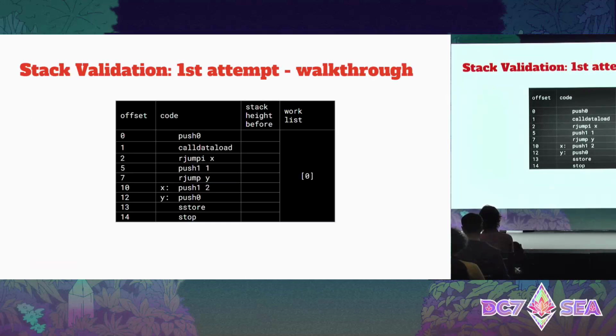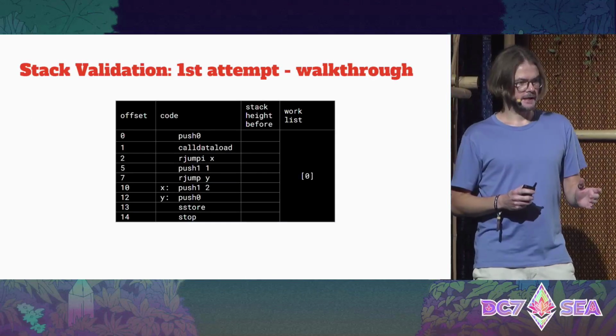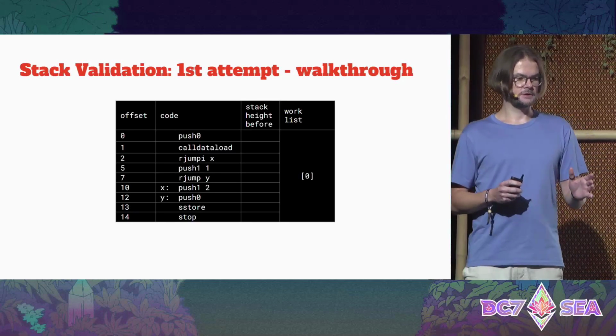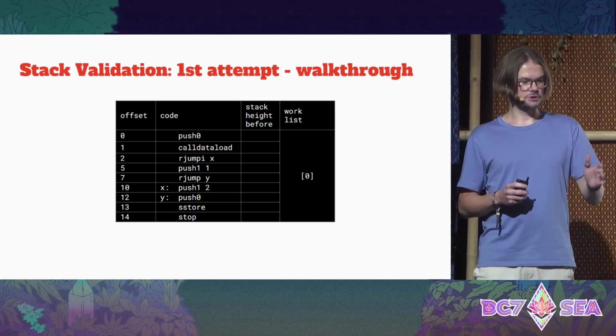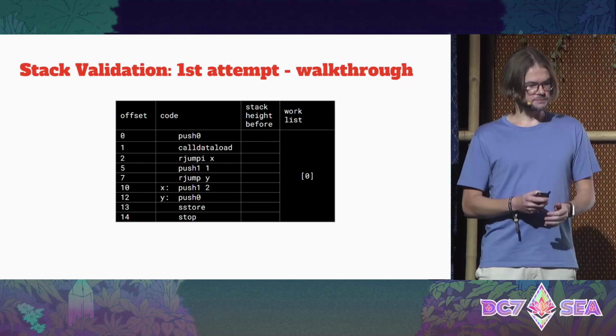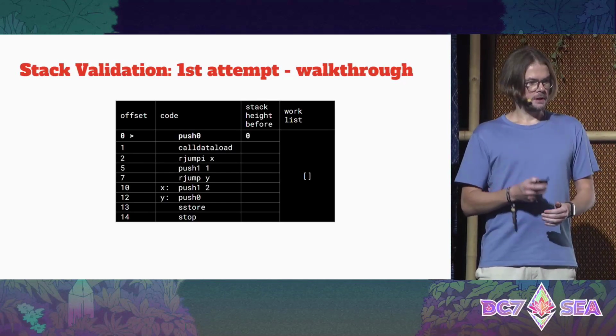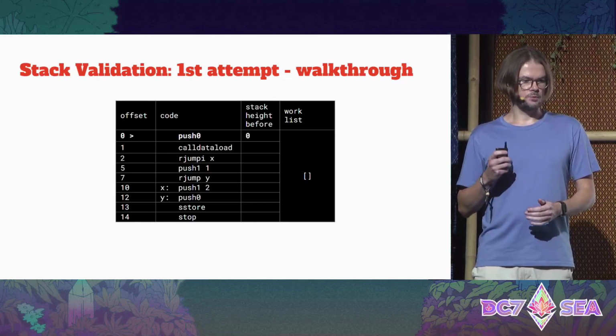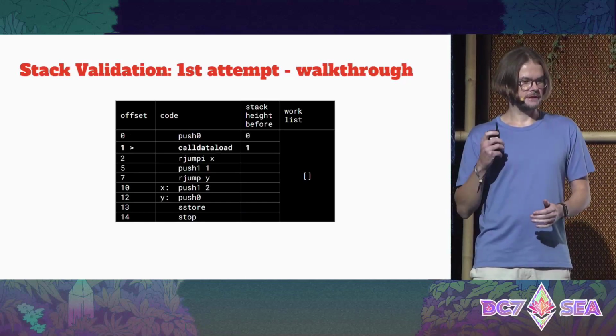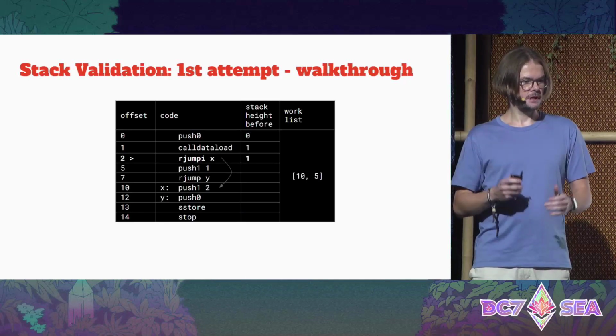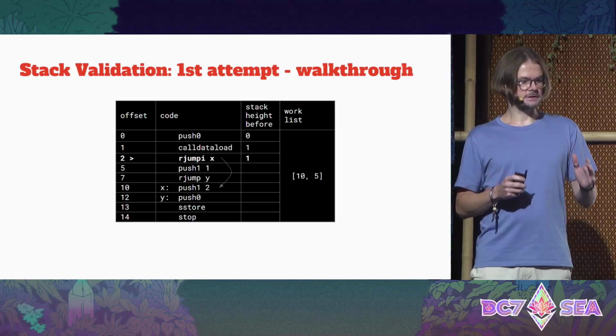So here's the simple code. We'll need an array of stack heights for every instruction, and the work list here is a queue-like data structure that keeps track of which branches we have yet to validate. So we start with the first branch at offset 0. Push instruction would add one value on the stack, then calldataload doesn't change the stack height. Then this conditional jump instruction has two possible successors.